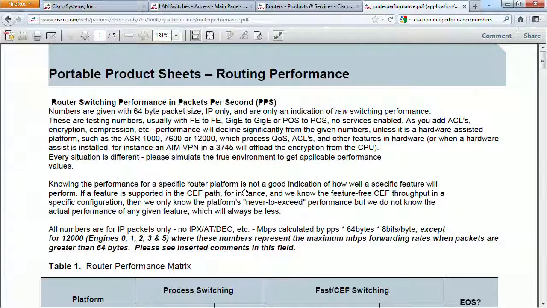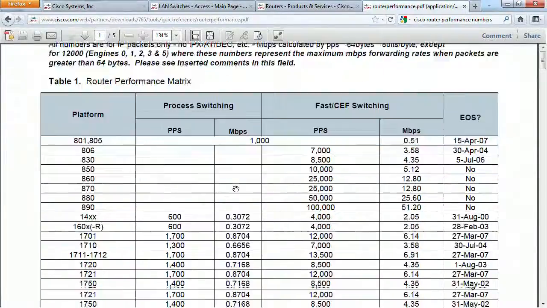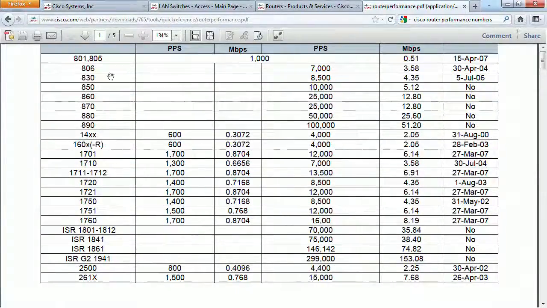And basically what this talks about is what are the different models of routers that they have and how fast can it send traffic. So this would give you an idea of how their numbering convention works and which routers are going to be better than the other ones.